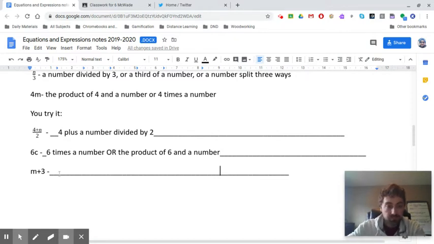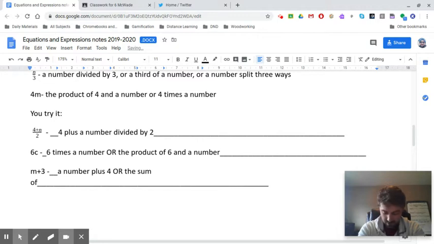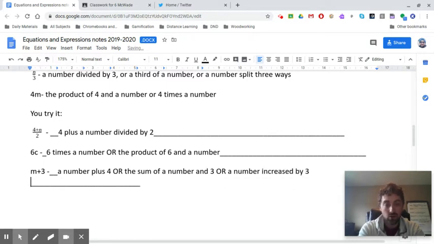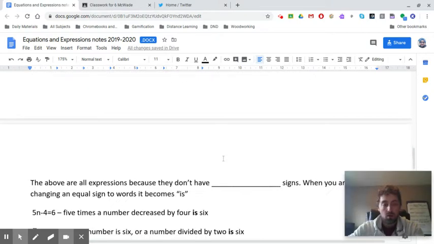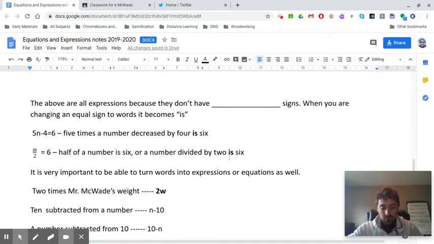All right, here we have a variable plus a constant. So we have a number plus 3, or the sum of a number and 3, or a number increased by 3. Those are 3 ways that you can represent this expression. Okay? So again, feel free to pause, have a look at the answer keys, and we'll keep going.